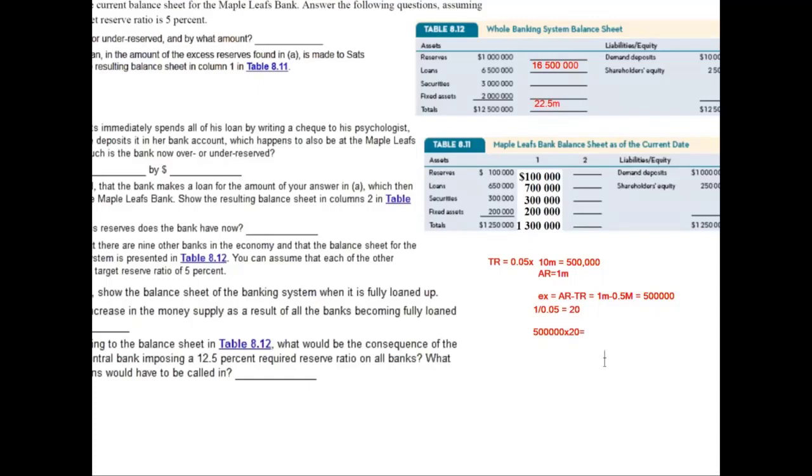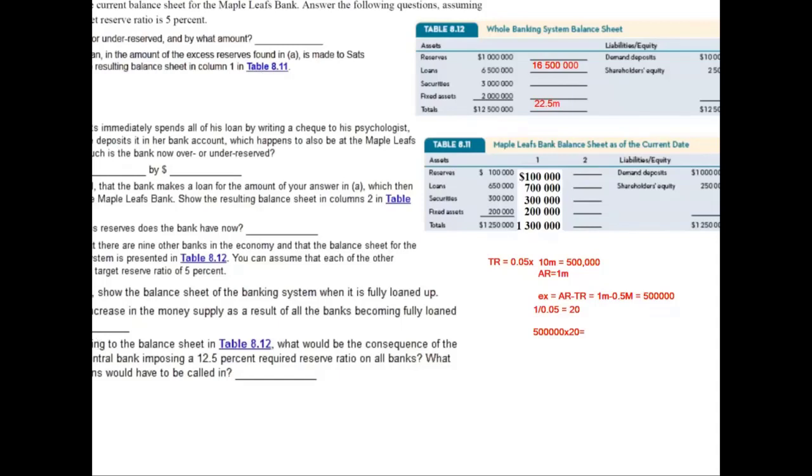Now it says, so that's what the balance sheet would look like if it's fully loaned up. And then it says in G, what is the increase in the money supply as a result of all the banks becoming fully loaned up? So we're just going to say $10 million. That's the total possible increase in the money supply.